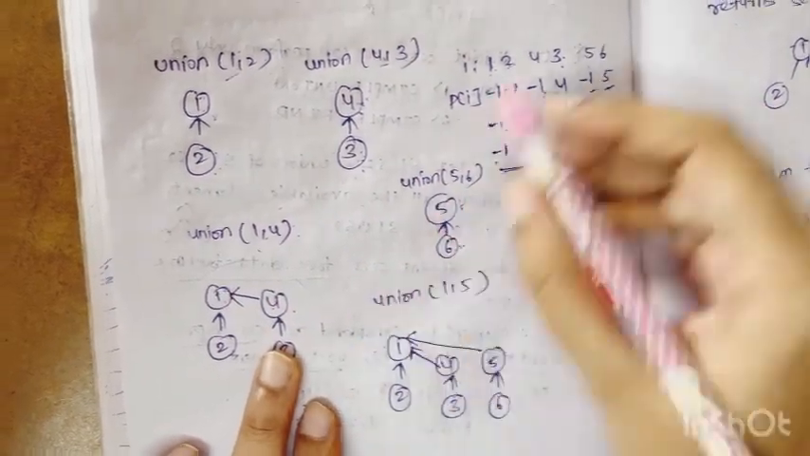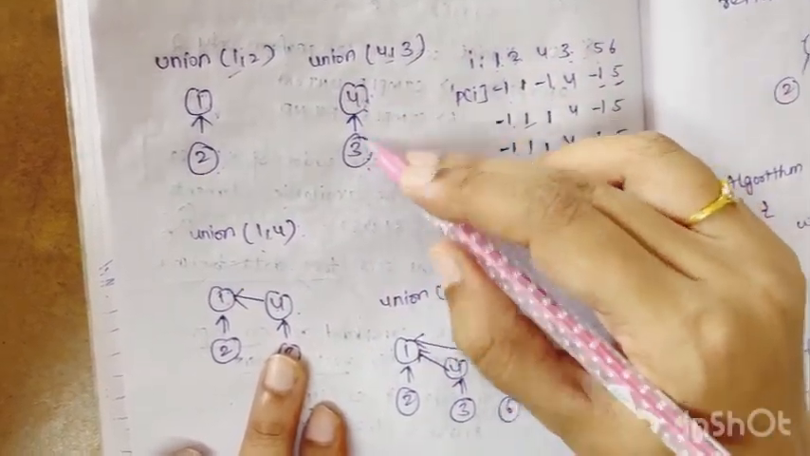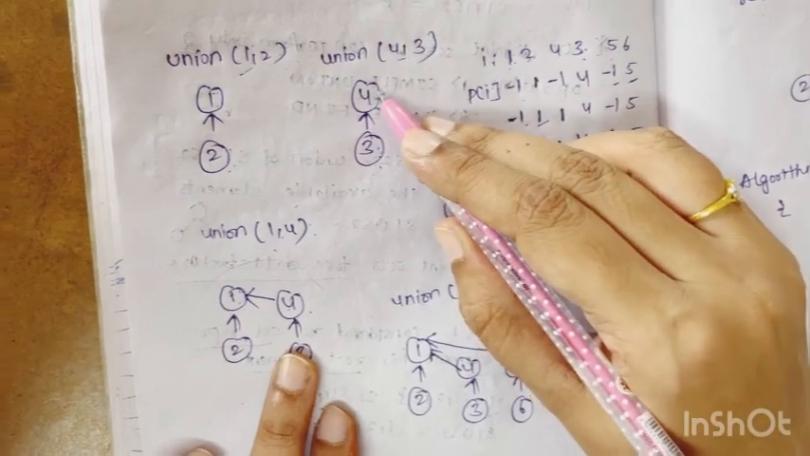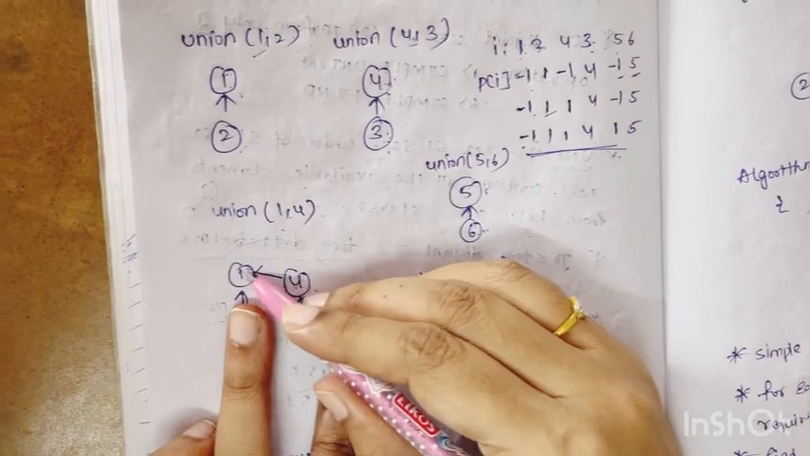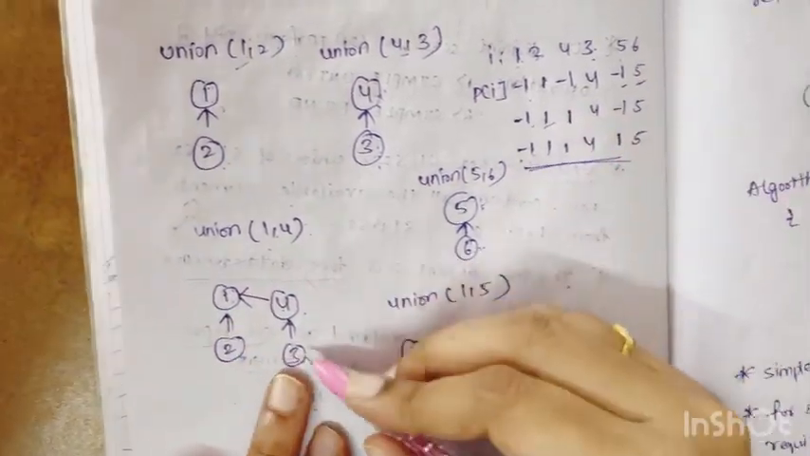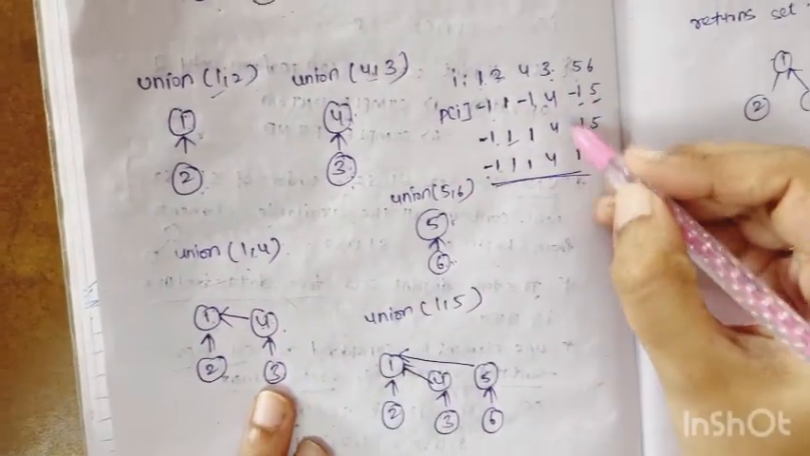So 2's parent is 1 and 4's parent is 1. Again we have to update here, 1. In the last diagram only 4 and 3 are there, so 4 is the root node, so that's why it is -1. Now 4 is a child node of root node 1, so that's why 1. And next, 3's root node is 4.